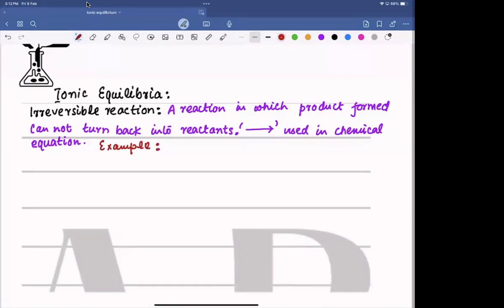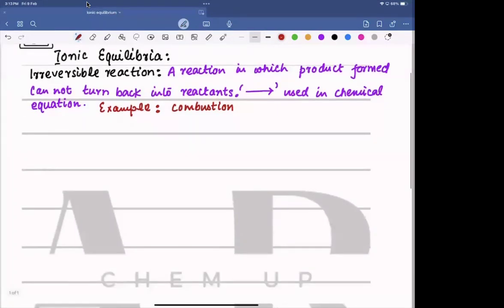Yes, sir. So the most common example is combustion. For example, if you combust methane, it turns into carbon dioxide and water. You cannot make methane again from carbon dioxide and water. Carbon dioxide and water cannot react to form oxygen and methane back. So these kinds of reactions are irreversible reactions.